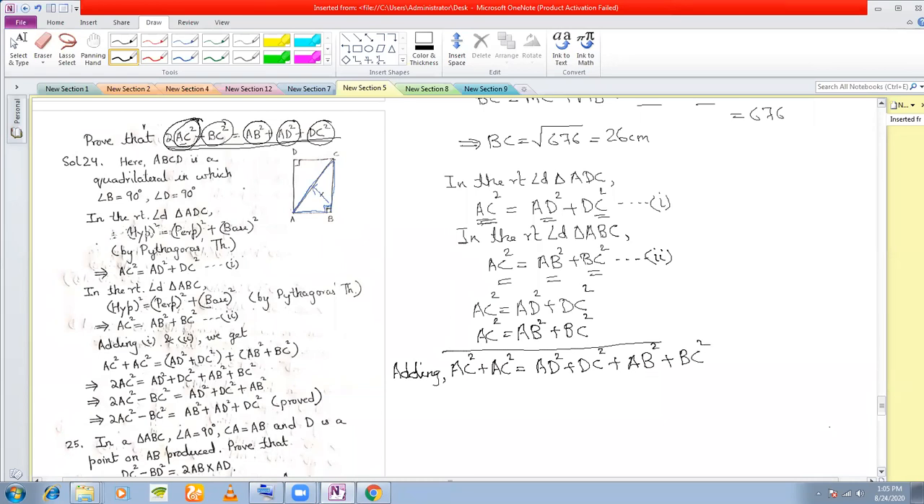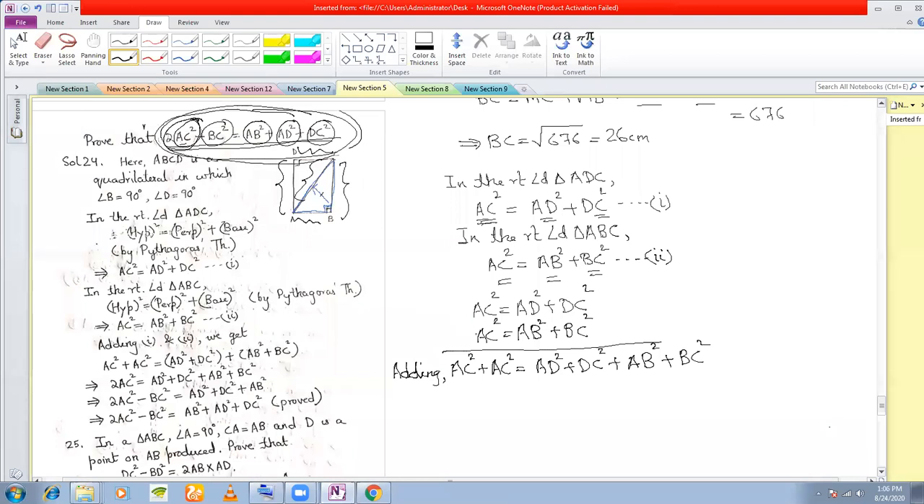Why are we adding? Because I see that all the sides are involved. There is not even a single side that I have to remove. Because in the earlier problems, what was I doing? I was removing whatever side was not there in the expression for the proof, isn't it? But I see in this proof all the sides are there. So that is why I am adding the two, because I want all the sides.